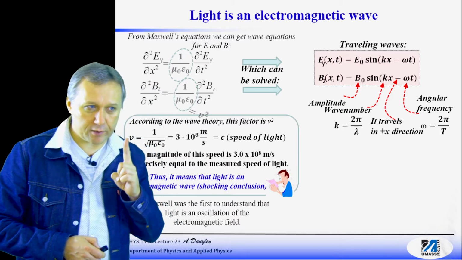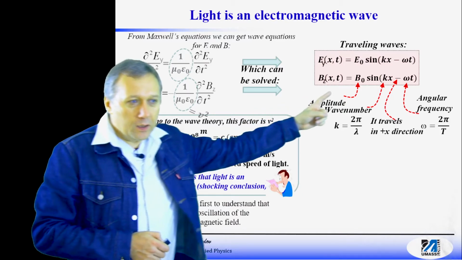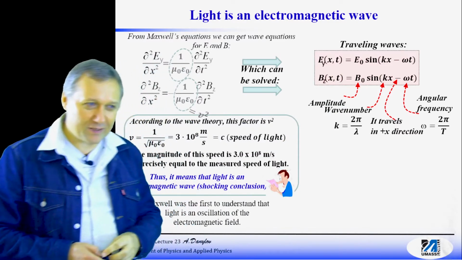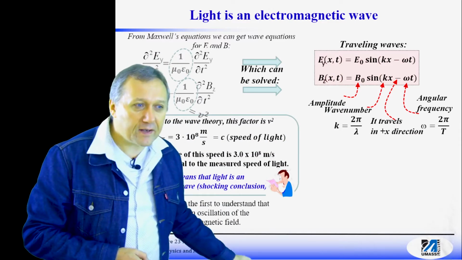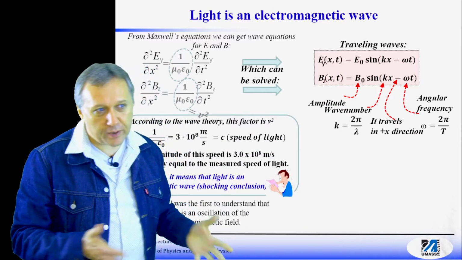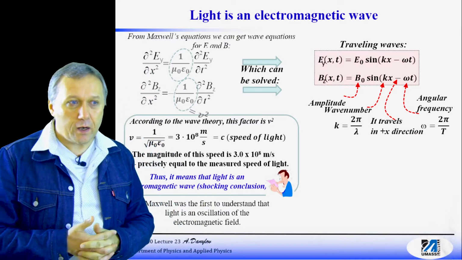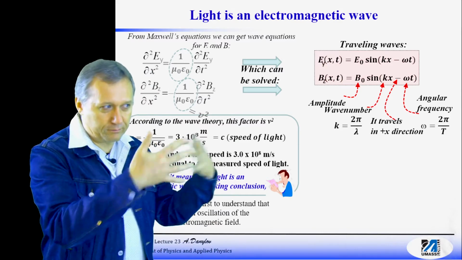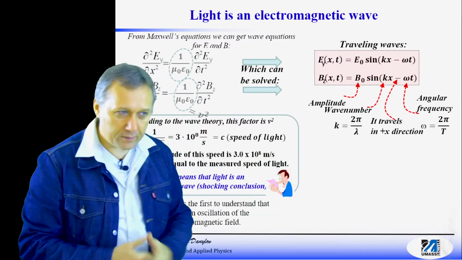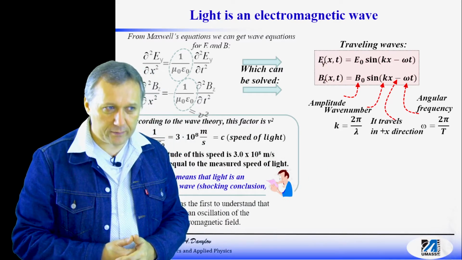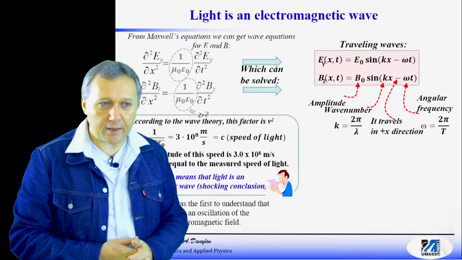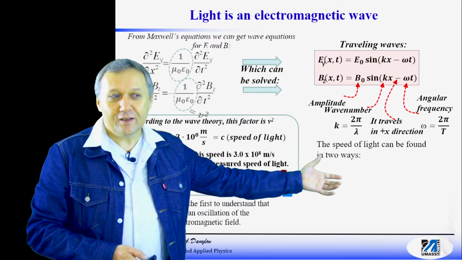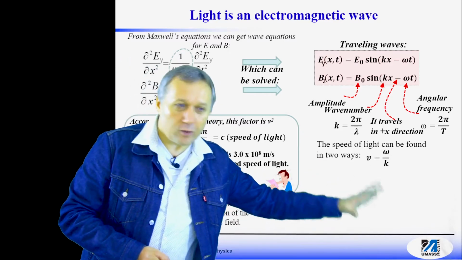And another interesting thing, these two amplitudes, the electric field amplitude and the magnetic field amplitude, they are connected. That's another surprise, right? So if the electric field and magnetic field form an electromagnetic wave, then their amplitudes are connected. And they're connected through the speed of light.